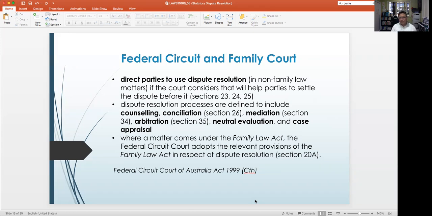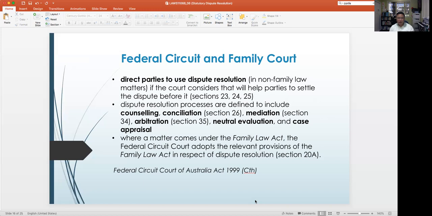There are also EDR processes in relation to the Federal Circuit and the Family Court, governed mainly by the Federal Circuit Court of Australia Act of 1999 Commonwealth. Under this law, the court can direct parties to use dispute resolution where it does not involve family law matters if the court considers that it will help the parties to settle the dispute before it. This is governed by sections 23, 24, and 25. The dispute resolution processes are defined to include counseling, conciliation, mediation, arbitration, neutral evaluation, and case appraisal.